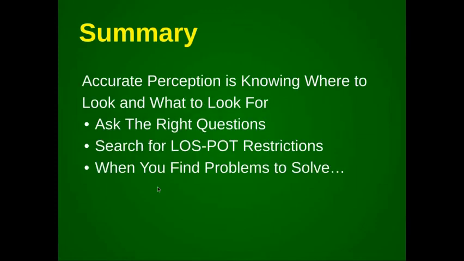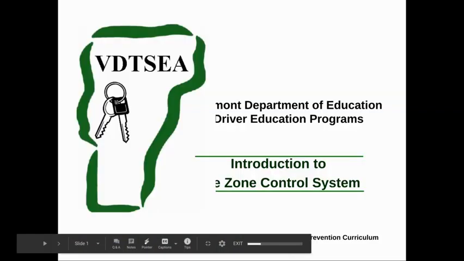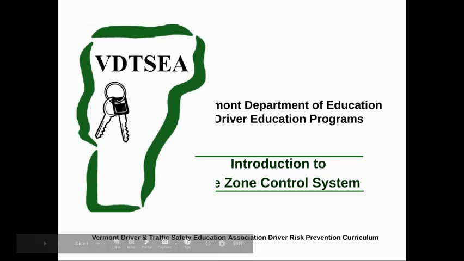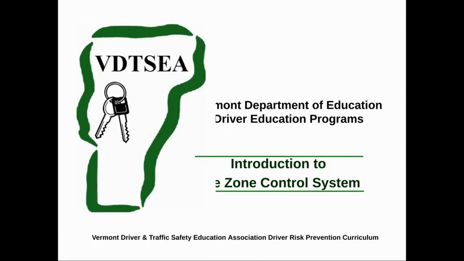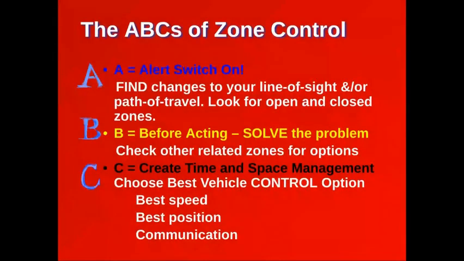And to summarize, we're going through kind of quickly here. Use zone control, and we're going to move to the zone control system very briefly. But you're going to see that it parallels the 3 searching ranges. In your target area, be alert. Find line of sight path of travel changes early enough. Then, 12 to 15 seconds before acting, solve the problem.